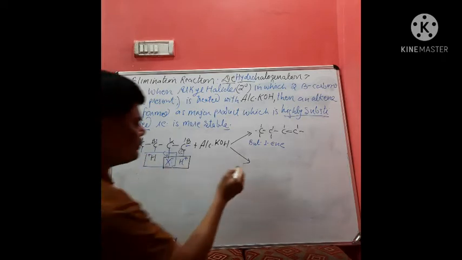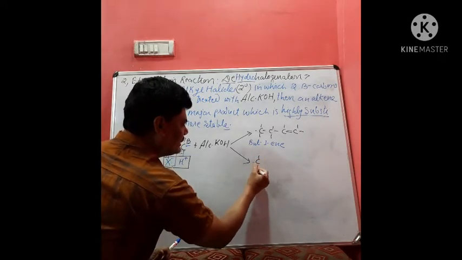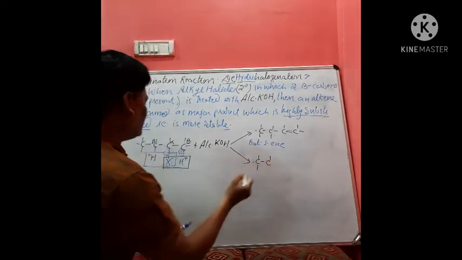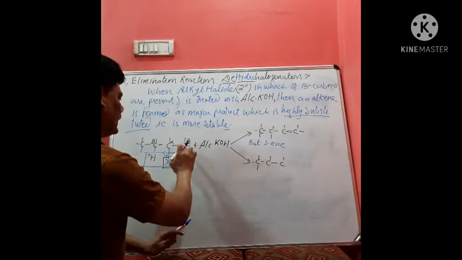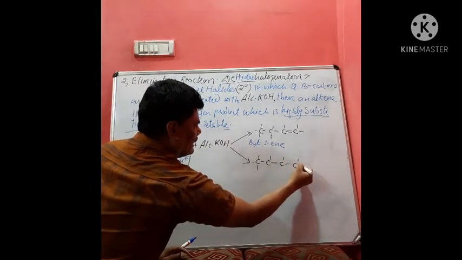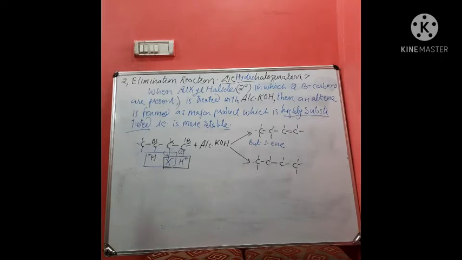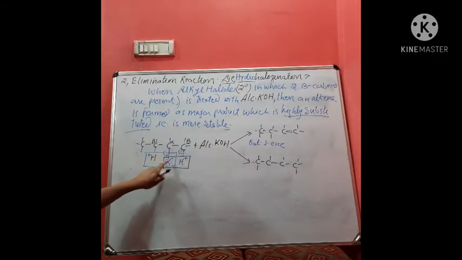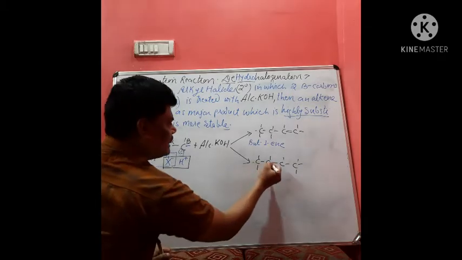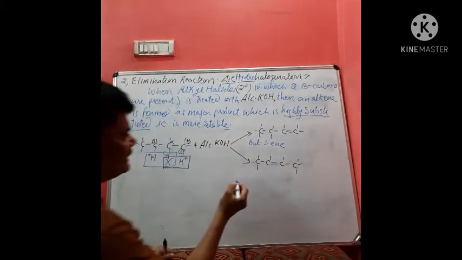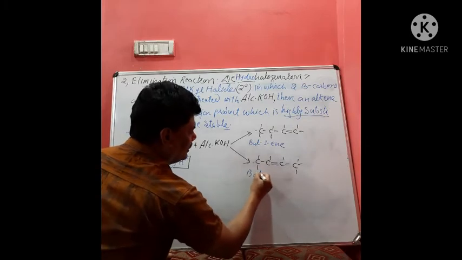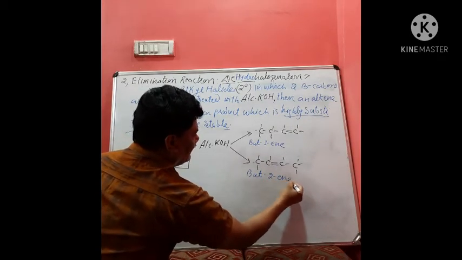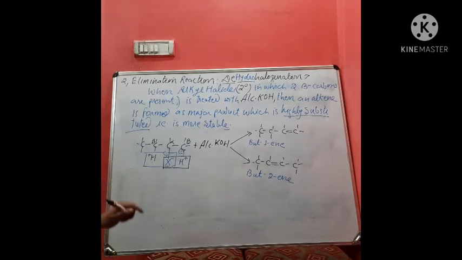So what will be the major product? What will be the product? CH3, CH, this one, then again CH, and there remains CH3. But now the position of the double bond will change. How will it change? It is CH3, no problem. But now from here and here, two species eliminate, therefore the double bond will come here. This compound is known as But-2-ene. Getting? So there is a chance of formation of two compounds.